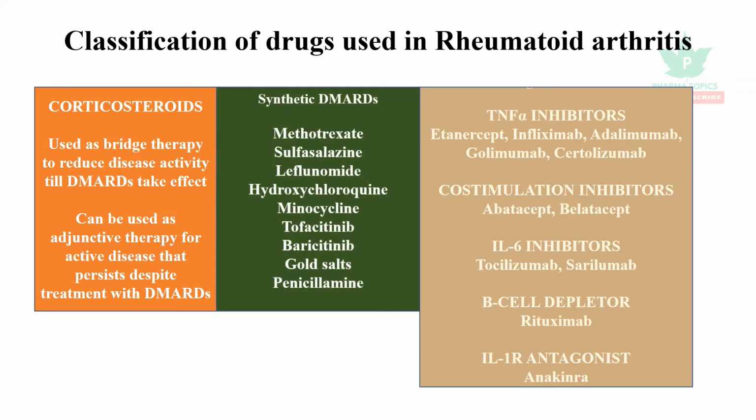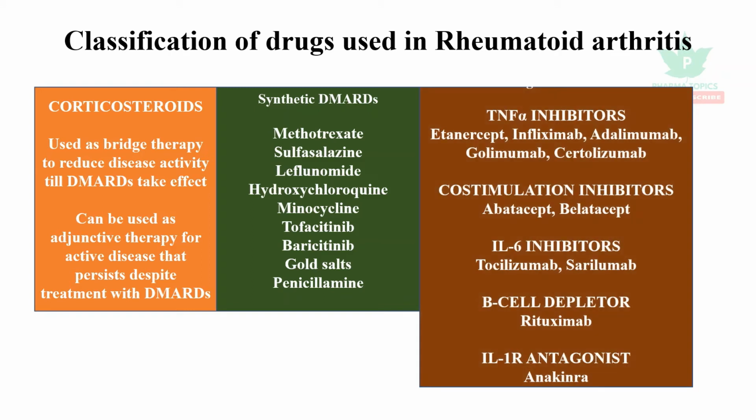One is synthetic: methotrexate, sulfasalazine, leflunomide, hydroxychloroquine, minocycline, tofacitinib, gold salts, and penicillamine. And all the other DMARDs are new and they are biological molecules and they are subcategorized into TNF alpha inhibitors as we have seen previously. There are 5 TNF alpha inhibitors: etanercept, infliximab, adalimumab, golimumab, and certolizumab.